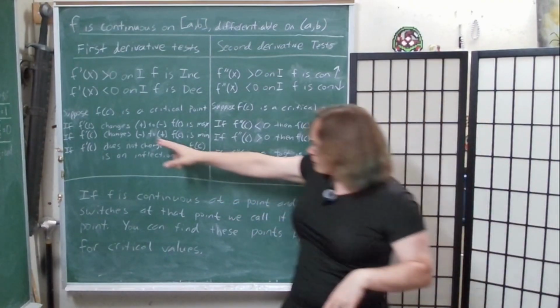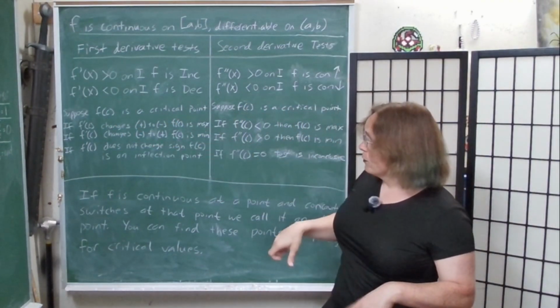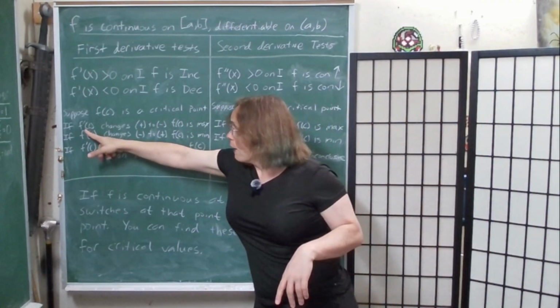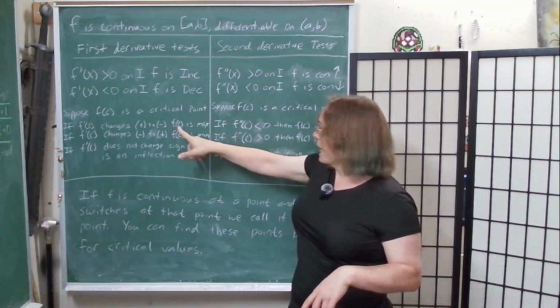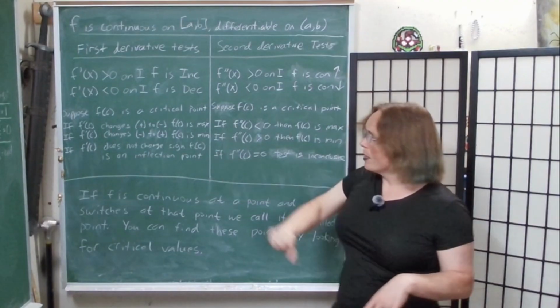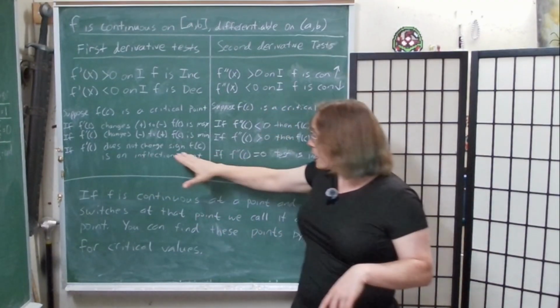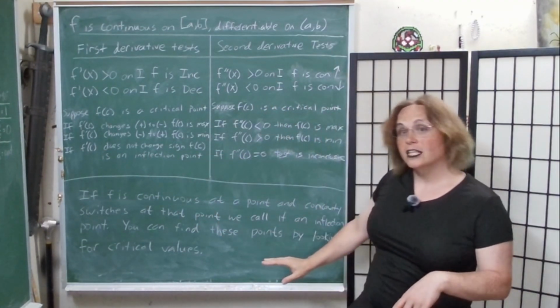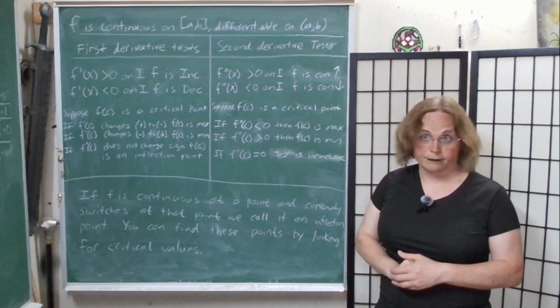And then if we're at a critical value, and our first derivative is going from positive to negative, we're at a maximum. If it's going from negative to positive, we're at a minimum. And if it is not changing sign, then that's when we are at an inflection point.